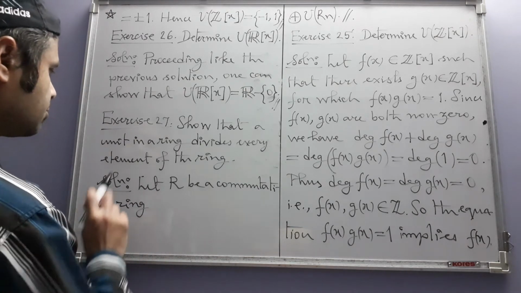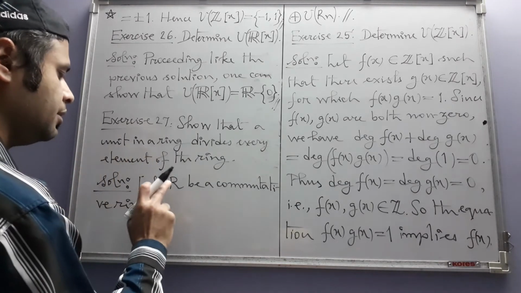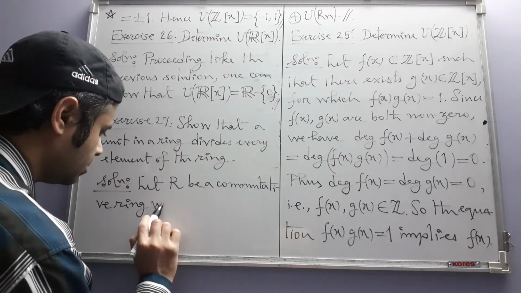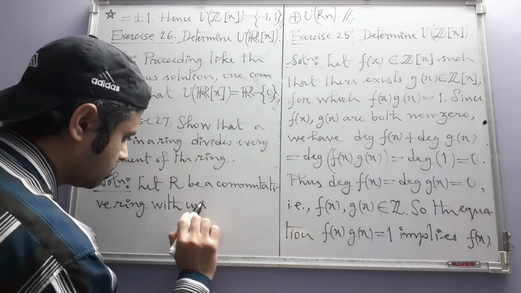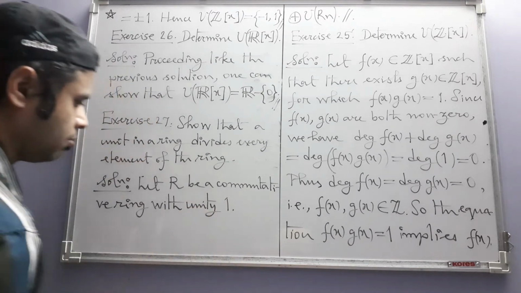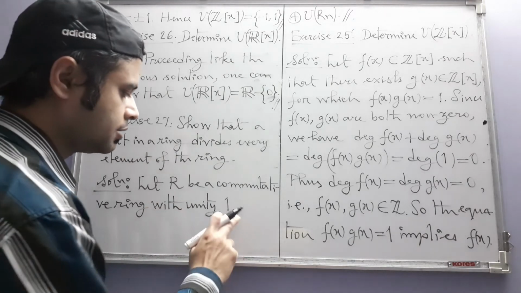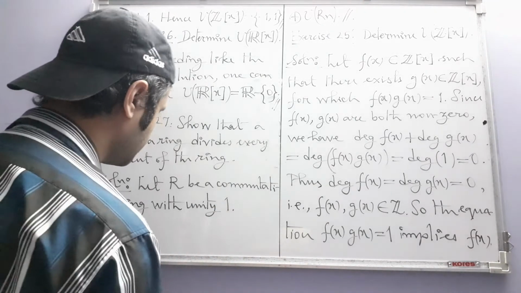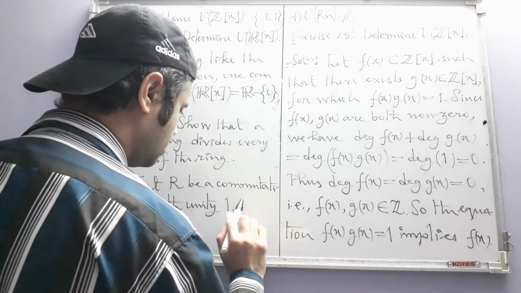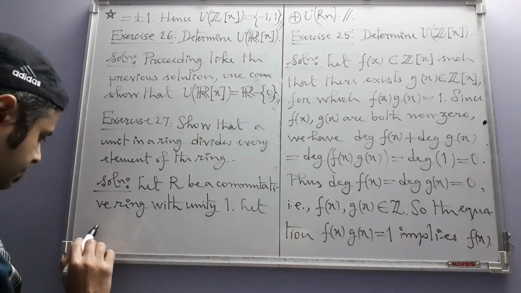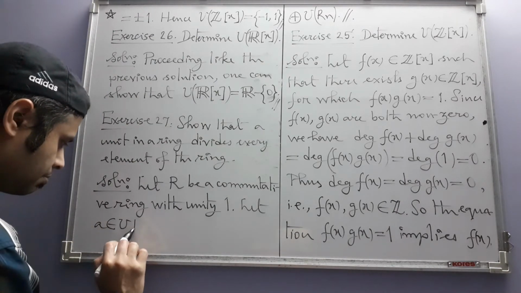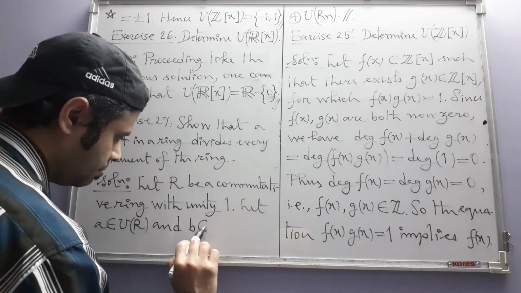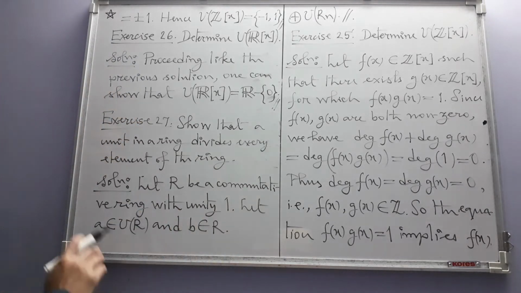A commutative ring, since we are talking about units, so we need a unity in this ring, otherwise units don't make sense. Let R be a commutative ring with unity 1. Since we don't have any other ring, we don't need to add some suffix. We can just say that the unity is 1. Let A be a unit, that means A belongs to the group of units, and B be any element in R. We need to show that A divides B.